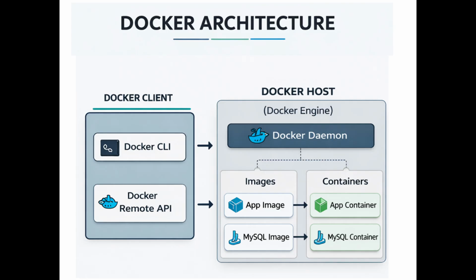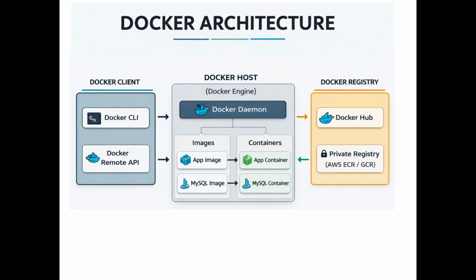Now let us talk about the third important component of Docker architecture, which is called Docker Registry. A Docker registry is basically a repository where Docker images are stored and shared. Docker itself provides a public registry called Docker Hub. So using Docker Hub, we can store Docker images, share images with other developers, and download images whenever required. We can also control access to these images. For example, we can make these images public or private.